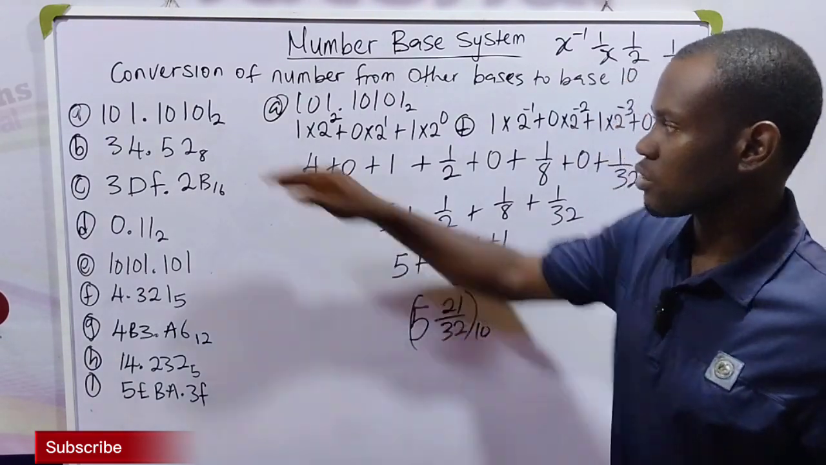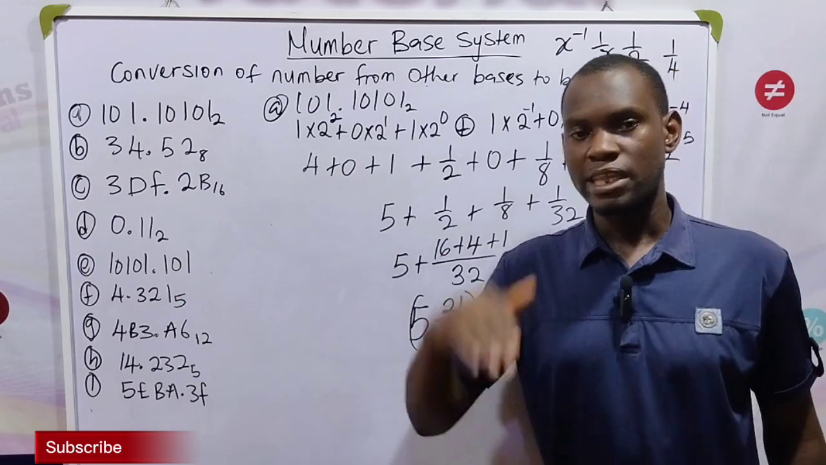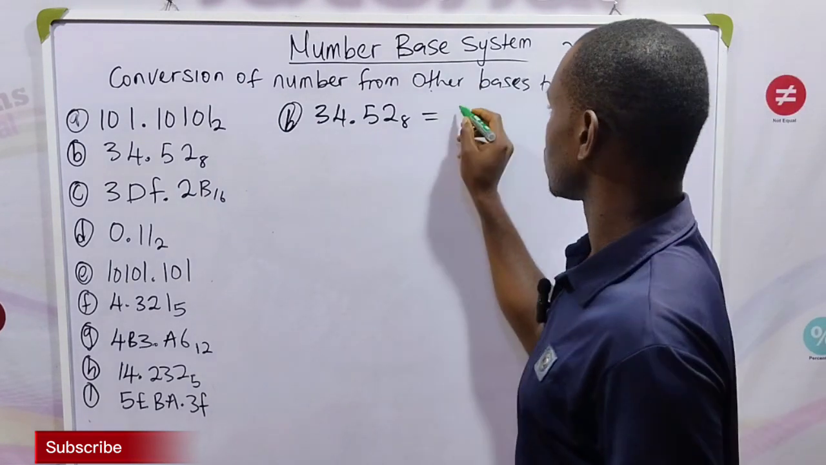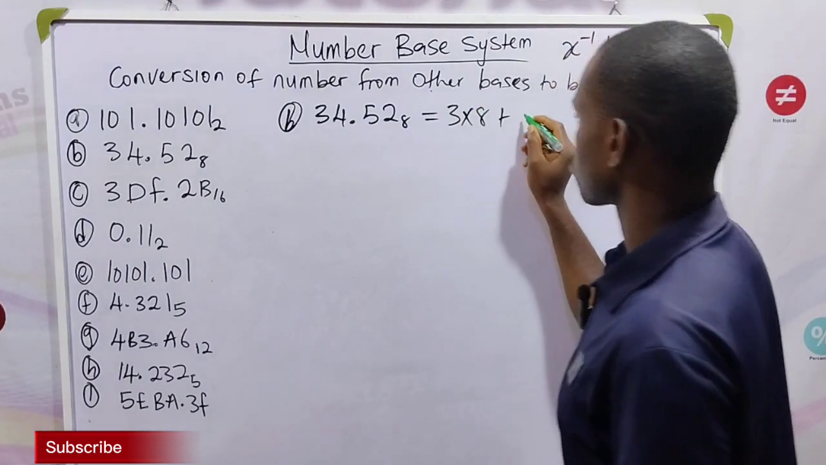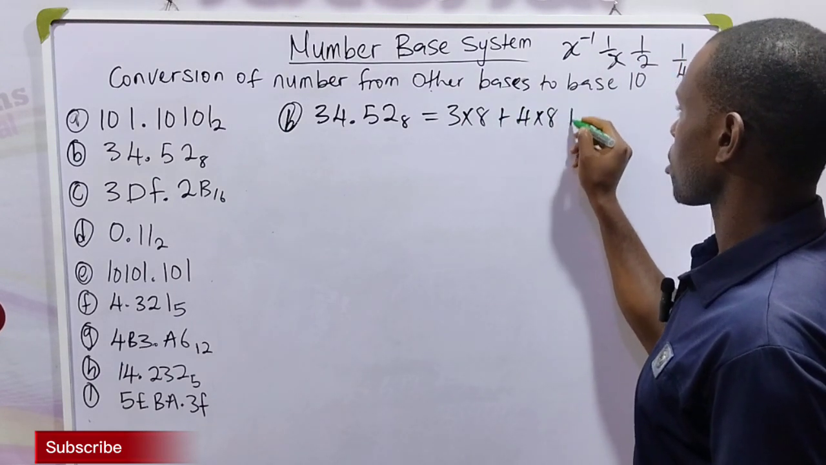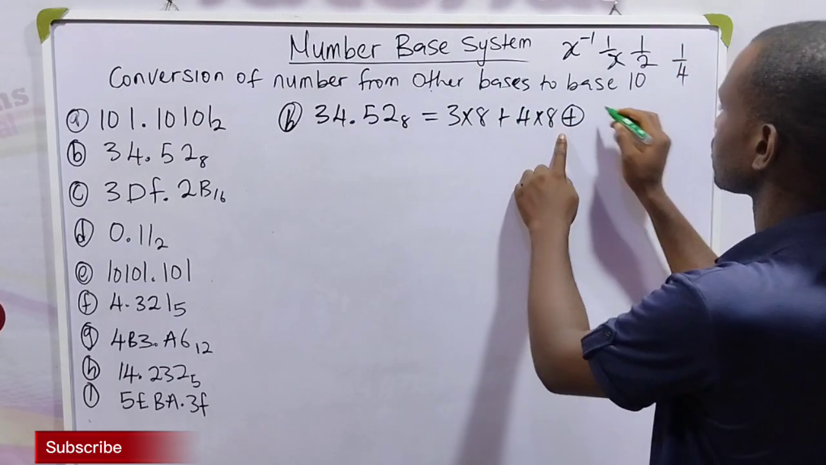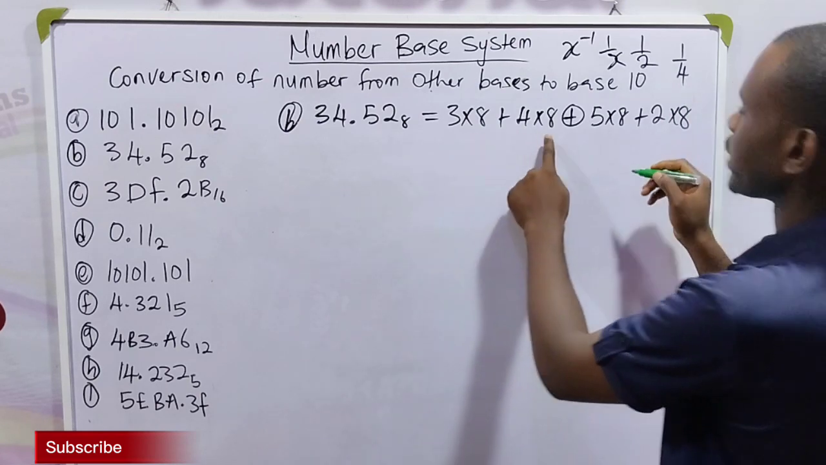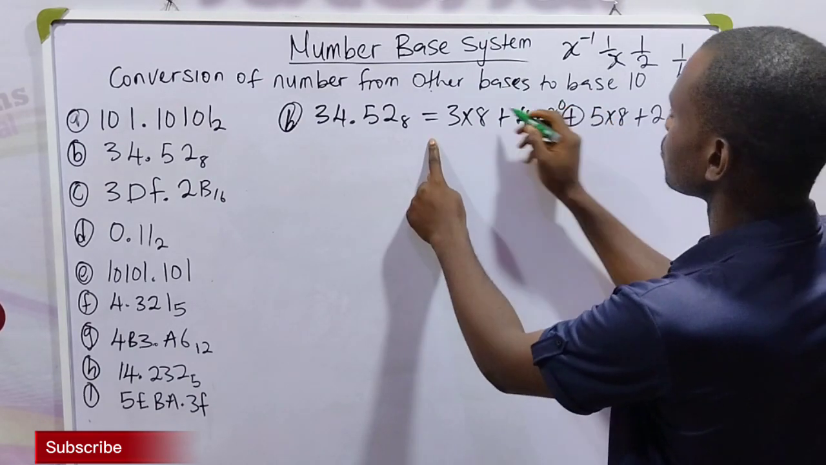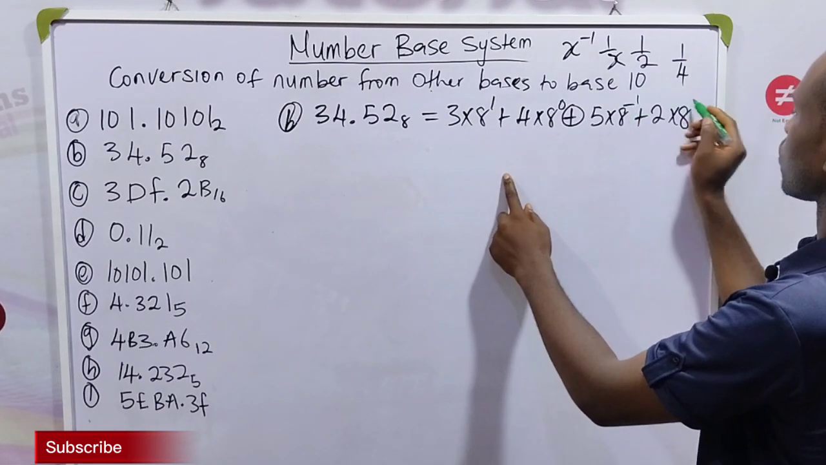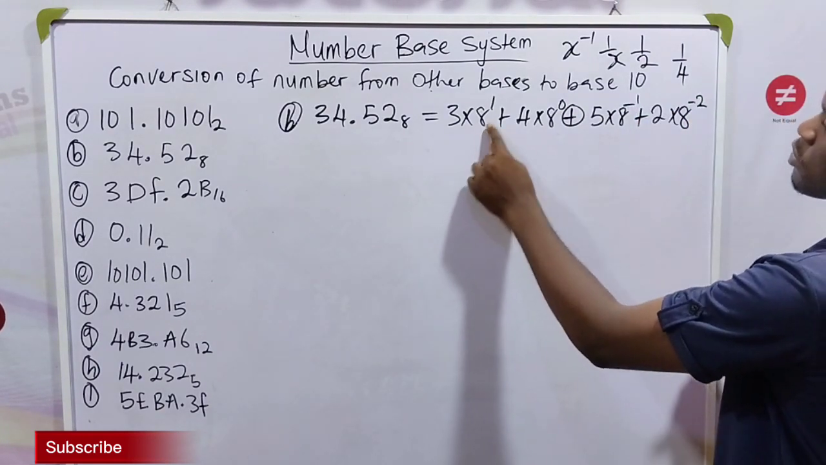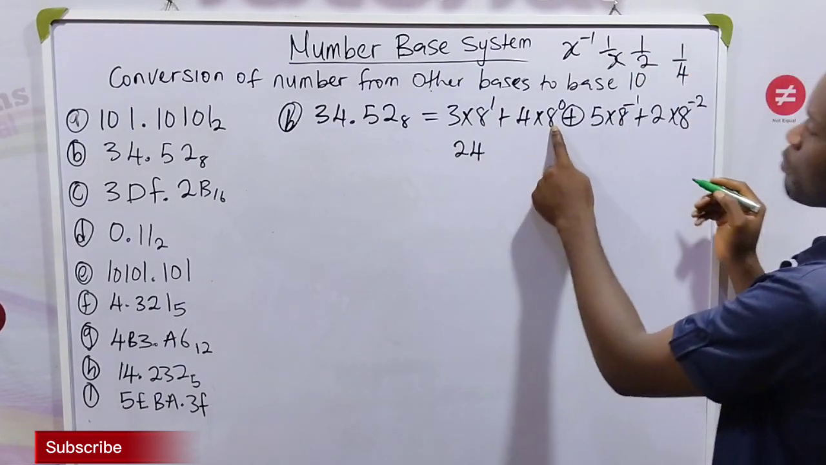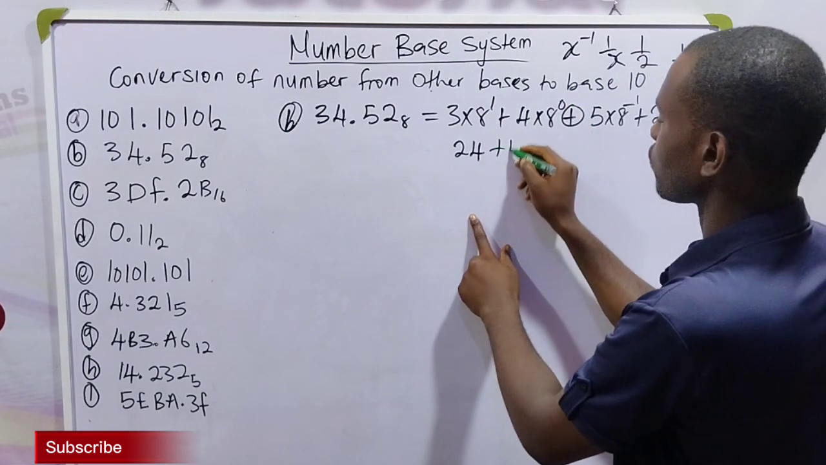All right. So I'll solve the second one now, then pick any other two and solve and leave enough questions for you to practice. To solve this one, we expand first. 3 times 8 plus 4 times 8 plus, because I have decimal, let me demarcate it. 5 times 8 plus 2 times 8. Then assign your indices to this side first. 0, 1. Then for this part, minus 1, minus 2. Now, 8 raised to the power 1 is still 8. 8 times 3, we have 24. 8 power 0 is 1. 1 times 4, we have 4.